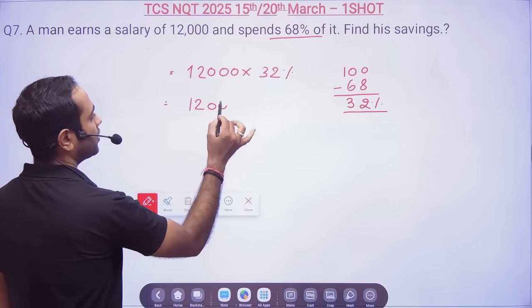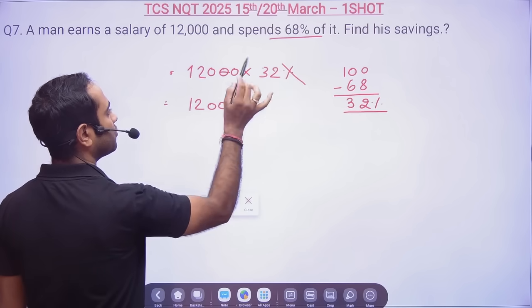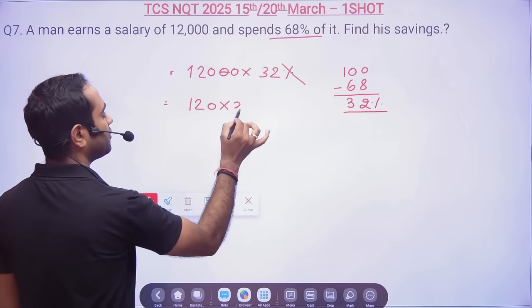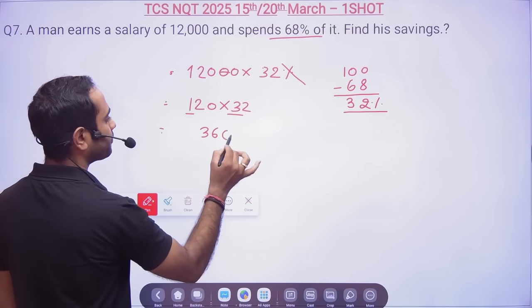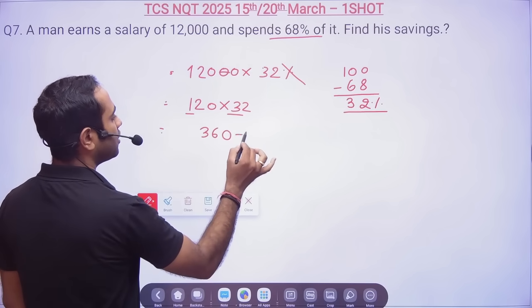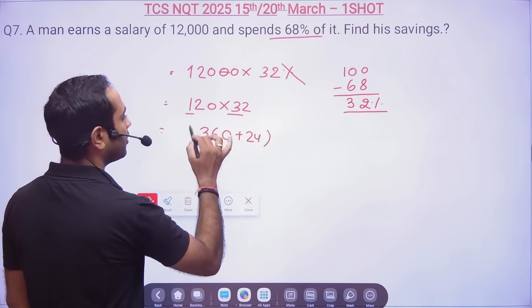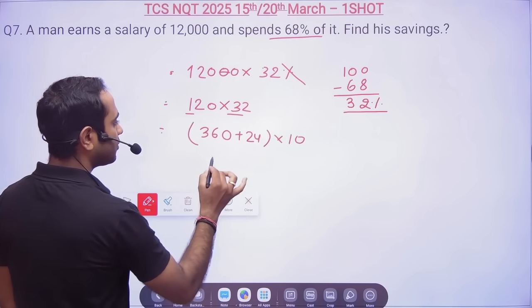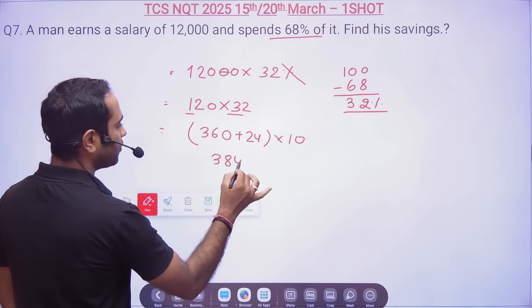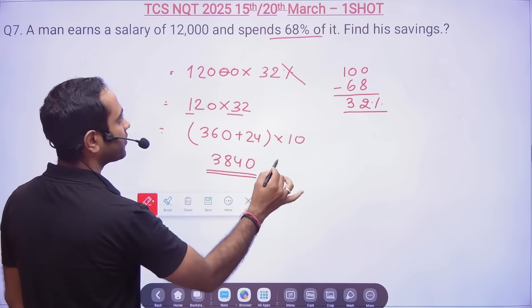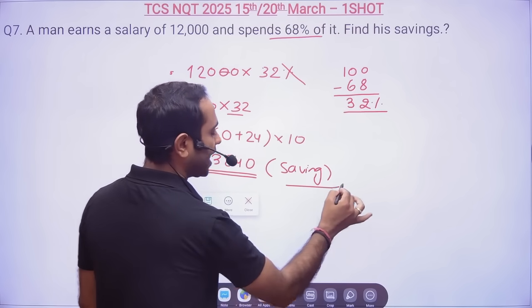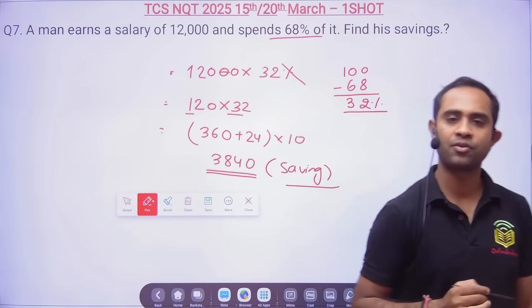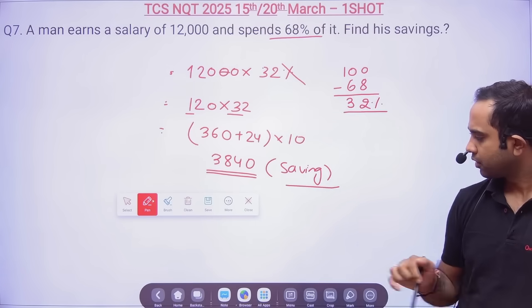So 12,000 into 32, see this percentage, we will take 20 off. So 120 into 32. So 12 into 30 will be 360. And 12 into 2 is 24, with one more 0 coming here. So 3840. So 3840 will be the saving. That's all. Simple problem. This you could have easily done in your mind itself directly.